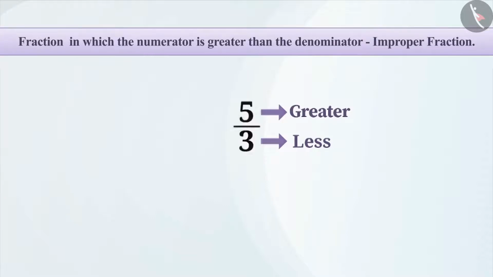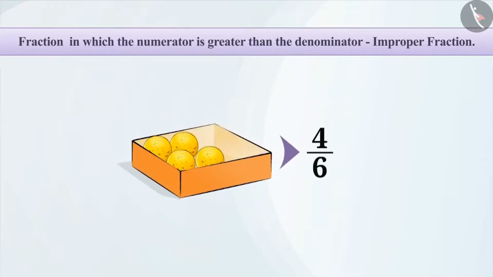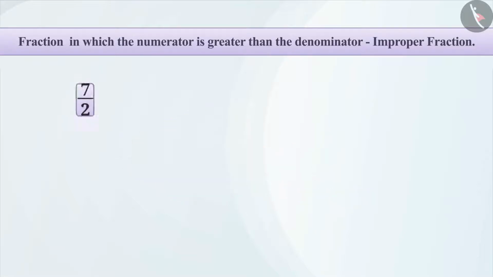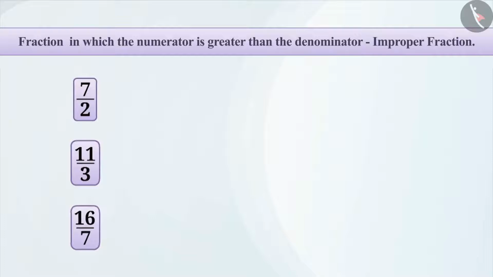If you consider a box and things in it as a fraction, then the denominator represents the number of things that can be placed inside the box, whereas the numerator represents the actual number of things in the box. Improper fraction means that the number of things in the box is more than its capacity. That means more than one box is required to place these things. Some other improper fractions are 7/2, 11/3, and 16/7, etc.